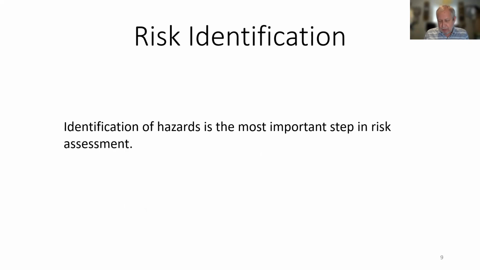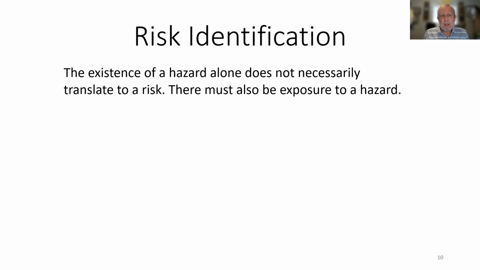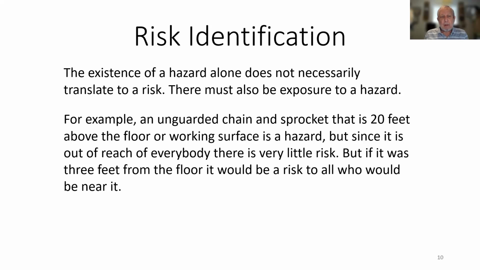Again, if you don't know that there's a hazard there, you can't do anything about it. The existence of a hazard alone does not necessarily translate to a risk. There also must be exposure to a hazard. For example, an unguarded chain and sprocket that's 20 feet above the floor working surface is definitely a hazard. But since it's out of reach of everybody, there's very little risk. But if it was 3 feet from the floor, it would be a huge risk to all who would be near. So again, exposure is a large part of risk.